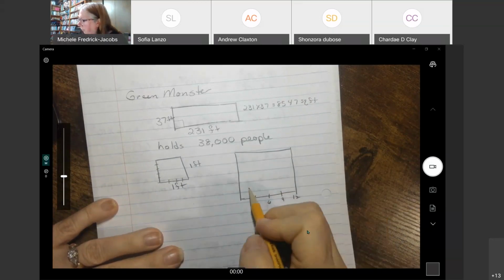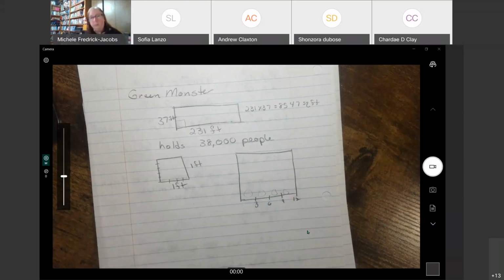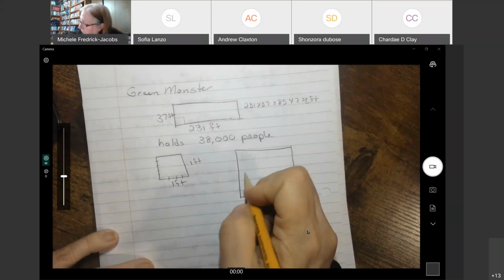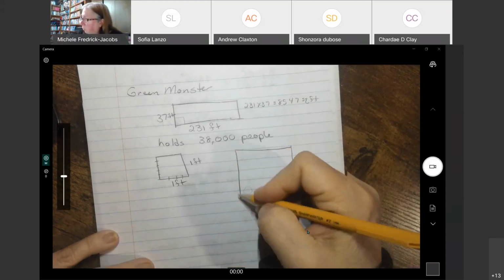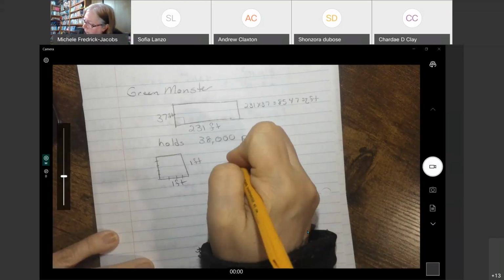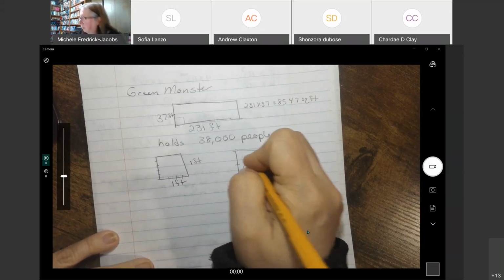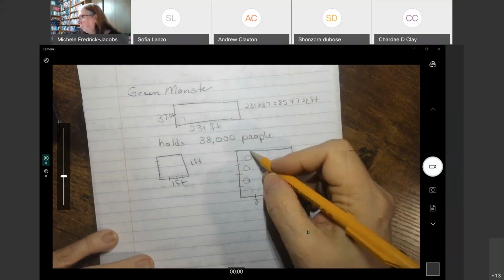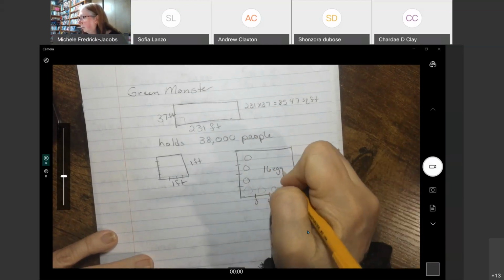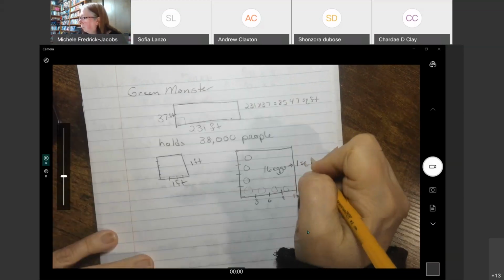So if they're 3 inches, I could fit 4 eggs. And then going this way again, because this is a foot or 12 inches, 3, 6, 9, 12, I can fit 4. Which means 4 times 4, I can fit 16 eggs in 1 square foot.